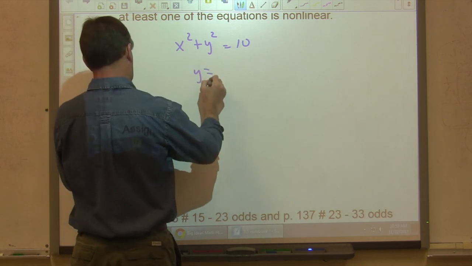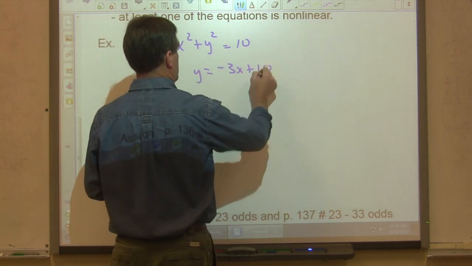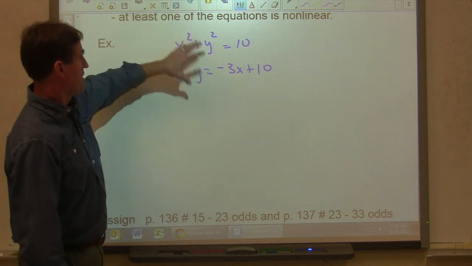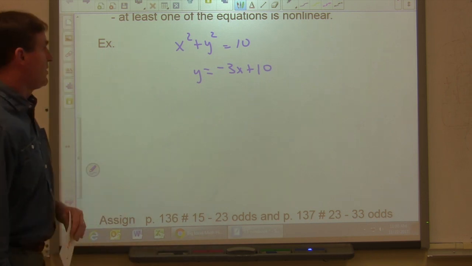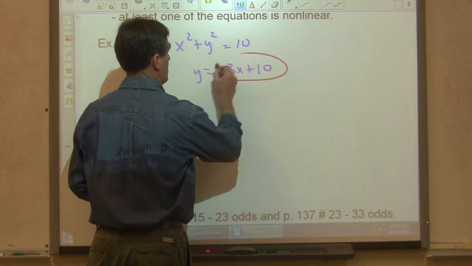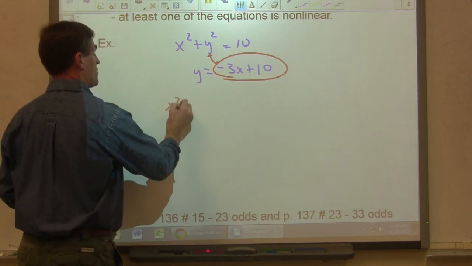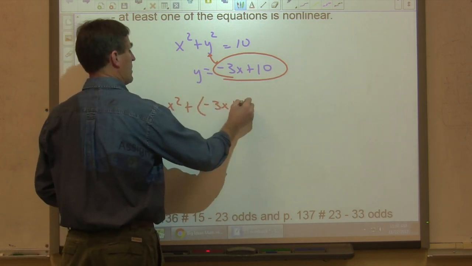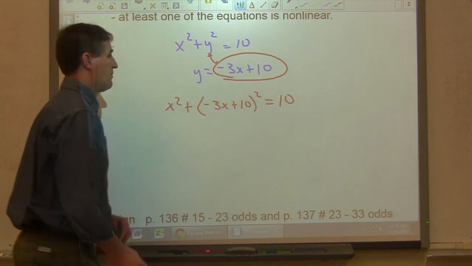And y equals -3x plus 10. So we can't do elimination here because we don't have x squareds in both or y squareds in both. To get rid of the variables, we're going to have to do substitution. So we're going to take this and substitute it in for y. But that y is squared, so I have to go x squared plus -3x plus 10 squared equals 10.